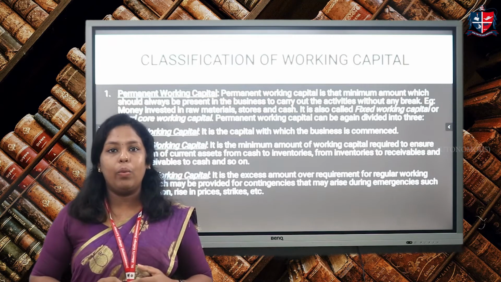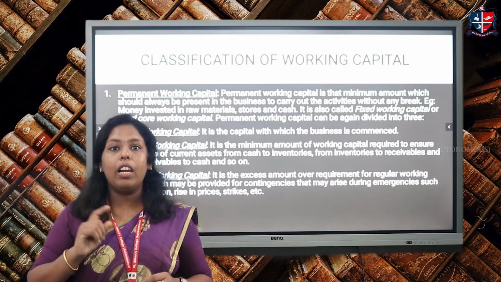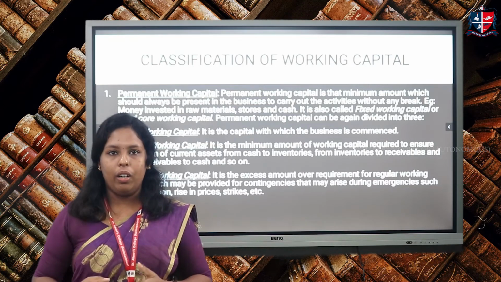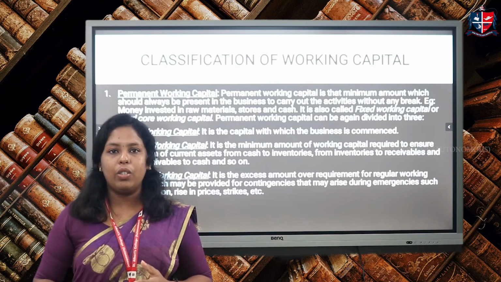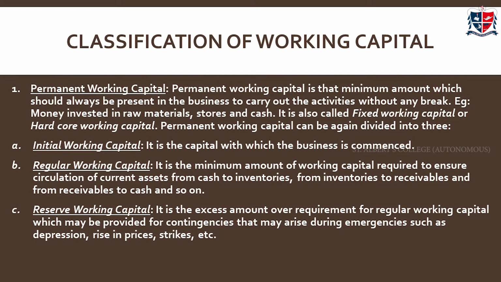The second one is regular working capital. It is the minimum amount of working capital that is required to ensure the circulation of current assets from cash to raw materials, from raw materials to finished goods, from finished goods to receivables, from receivables to cash, and so on. The third division of permanent working capital is reserve working capital, which is the excess amount over the requirement for regular working capital. This reserve working capital is mainly used for providing for contingencies that may arise during emergencies like abnormal situations such as depression, rise in prices, strikes, etc.